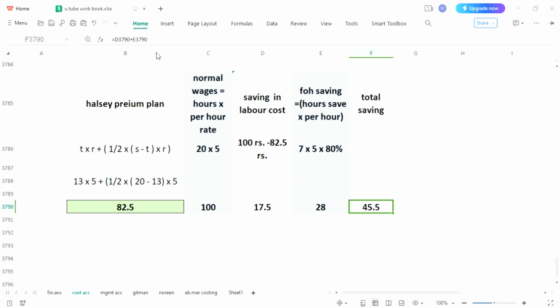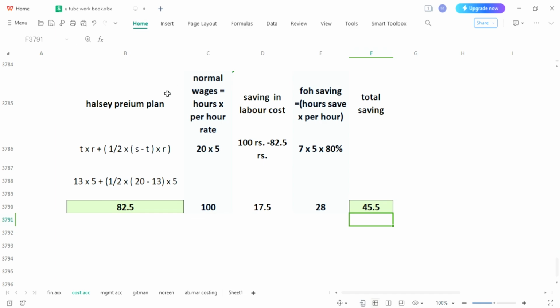So let's mark them and highlight them. The amount we are now paying is 82.5, and the amount saved is 45.5, 17.5 in terms of wages and 28 in terms of FH you have saved. FH is 80%, and they have saved 7 hours. The amount calculated for FH was 7 multiplied by 5 and 80%. So in this way your total saving is 45.5 if you adopt Halsey premium instead of normal wages.